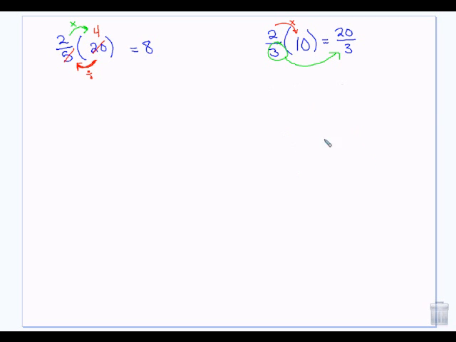Want to see another one like that? Yeah? Okay. Let's do 3/4 of 9. 4 doesn't go into 9, so I'm going to do 3 times 9, and that gives me 27/4 because I just bring this 4 over.